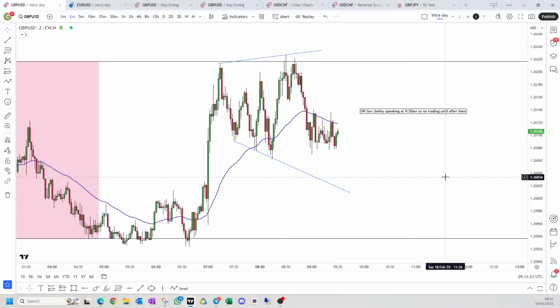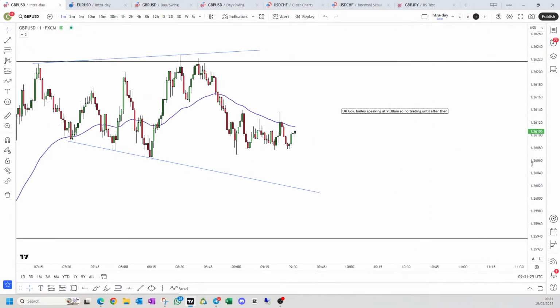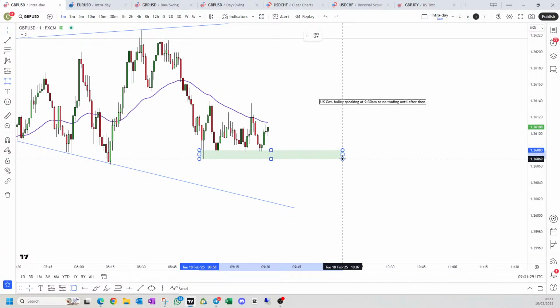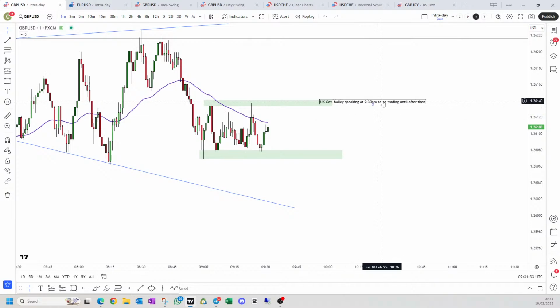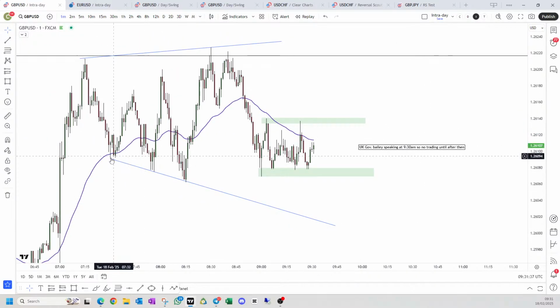Right then, we've got the news now. See how this affects the pound. We've got these equal lows, and we've got these equal highs. Engineered liquidity. See what happens. Overall on the 5 minute, we've got megaphone, lower lows, higher highs. Not something we want to trade.